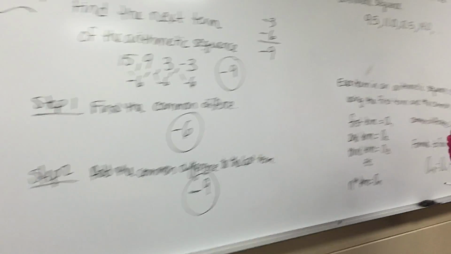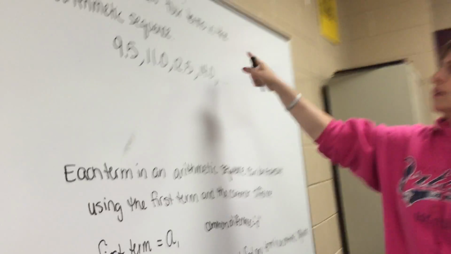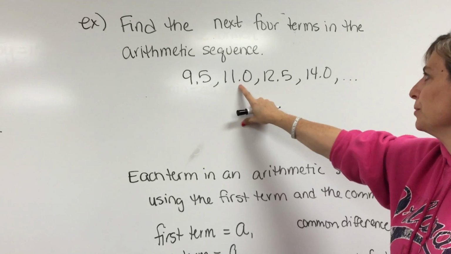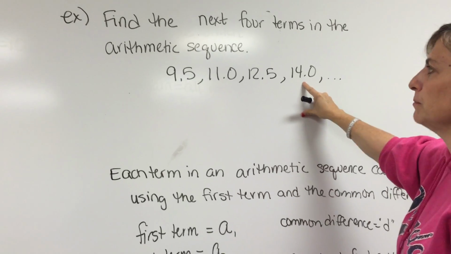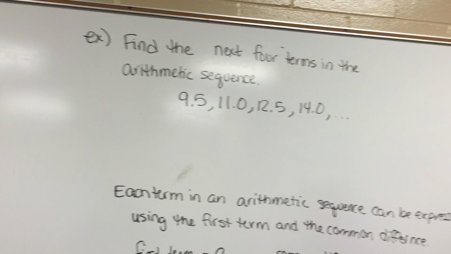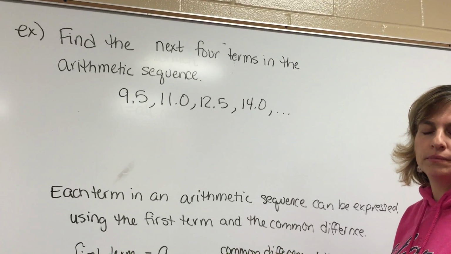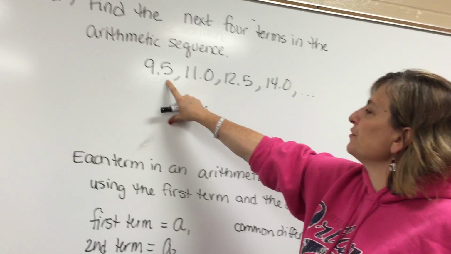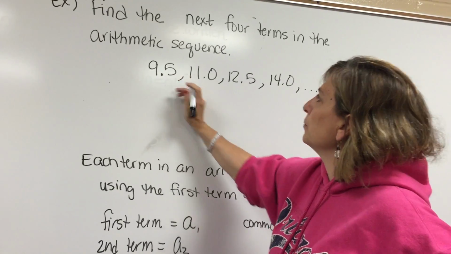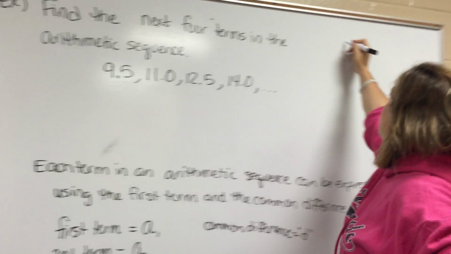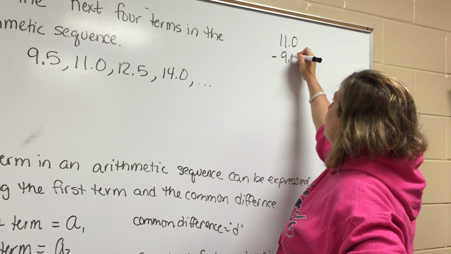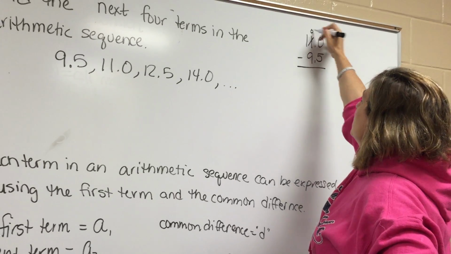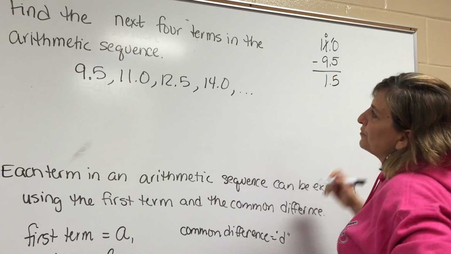Okay, so here's another example for you. Find the next 4 terms in the arithmetic sequence. Okay, so we go from 9.5, 11.0, 12.5, 14.0. So I want you to turn it off and try to figure out what the next 4 terms are. Okay, we're back on. What you have to do is figure out, how do I get from 9.5 to 11.0? Well, if I subtract the 2, 11.0 minus 9.5, remembering all the time when I'm subtracting with decimals that I have to line the decimals up, I'm looking for my difference, and my difference is plus 1.5.